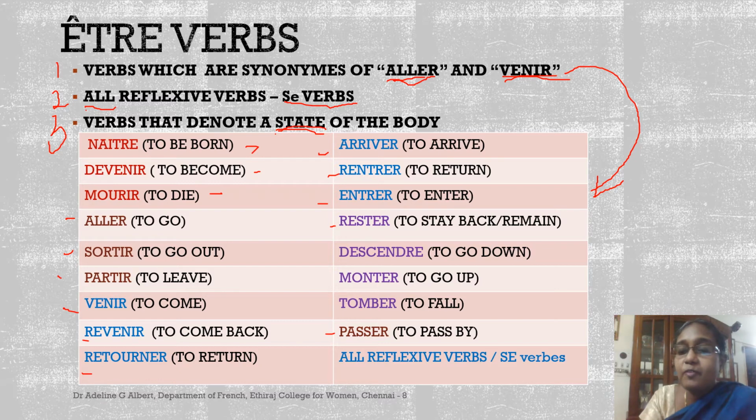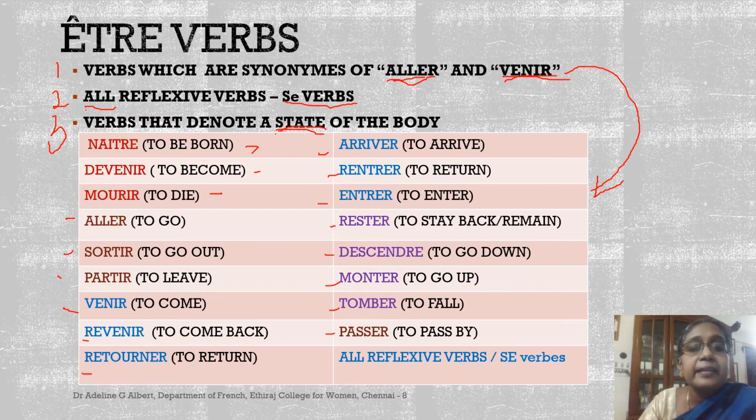You remain somewhere, you're immobile, you remain. Descendre is to go down a flight of stairs or a mountain. Monter is the opposite, to climb up. And if you slip on the way, tomber, you fall. So these are your être verbs.